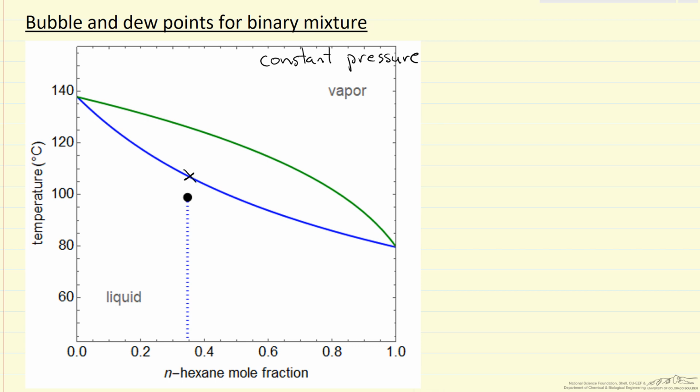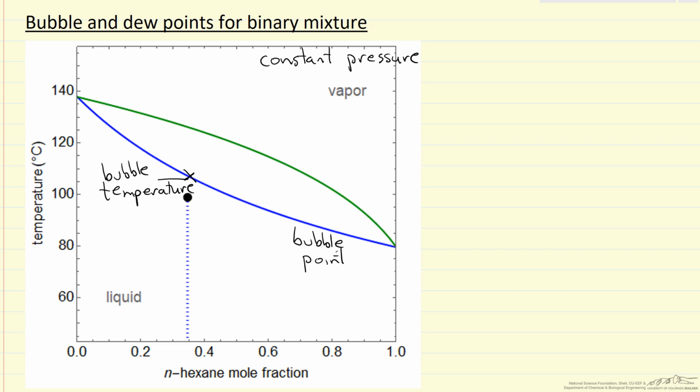That's where the first bubble of vapor appears. So this is the bubble line, the bubble point. And for this particular composition, this would be the bubble temperature. And of course, as we continue to add heat and vaporize more, the temperature changes.